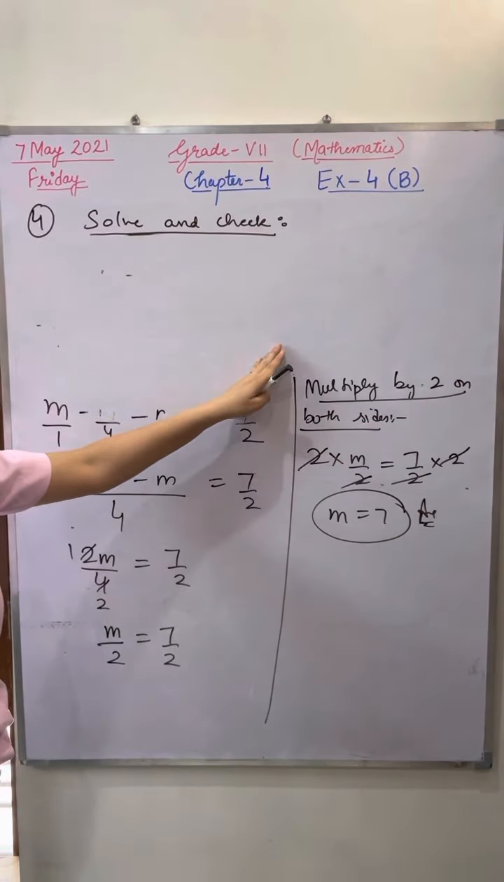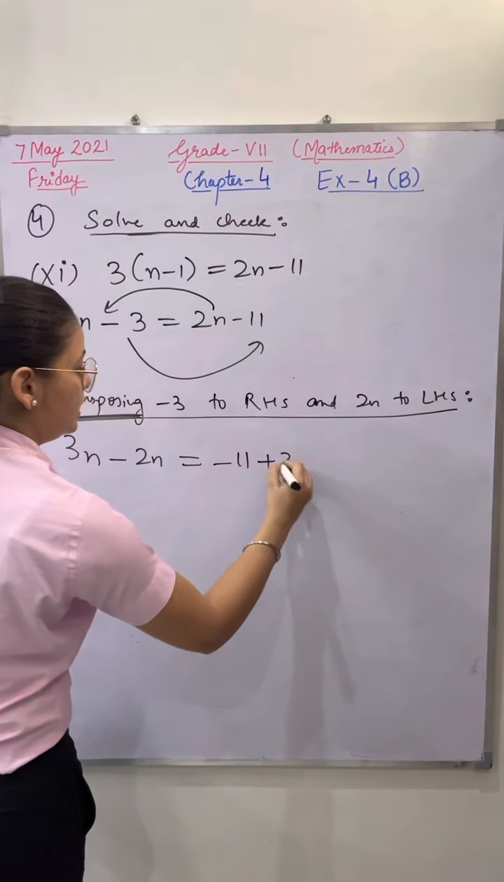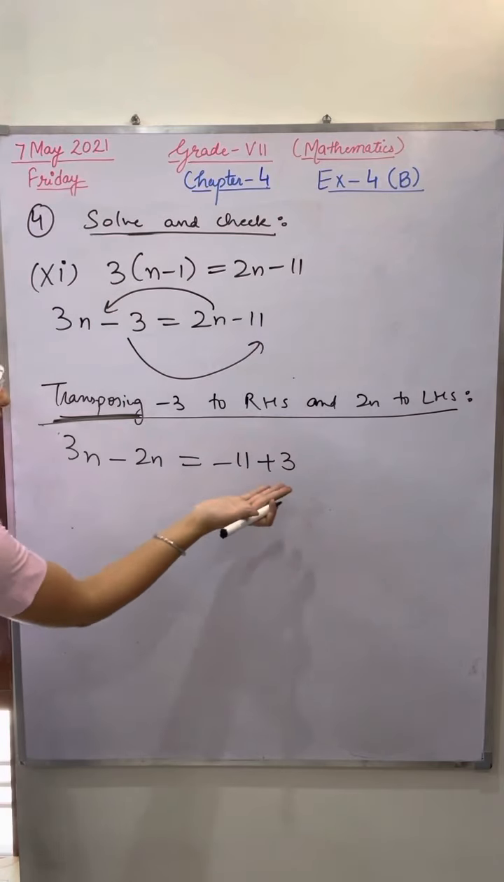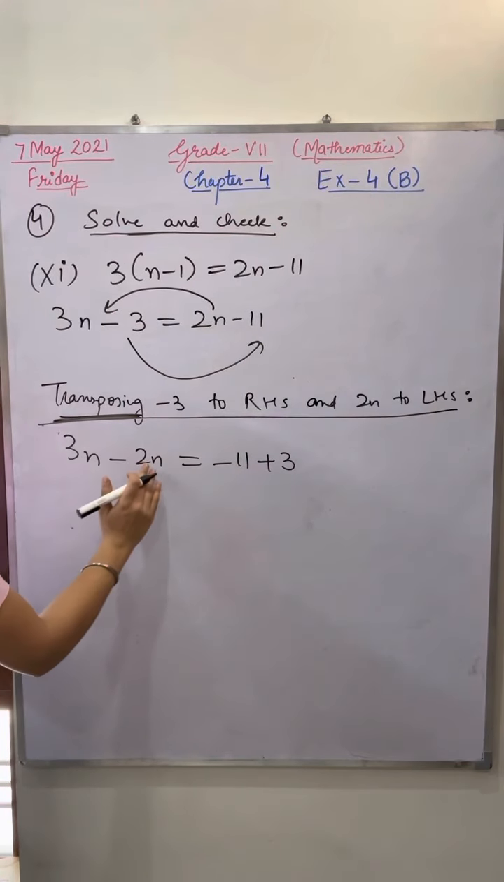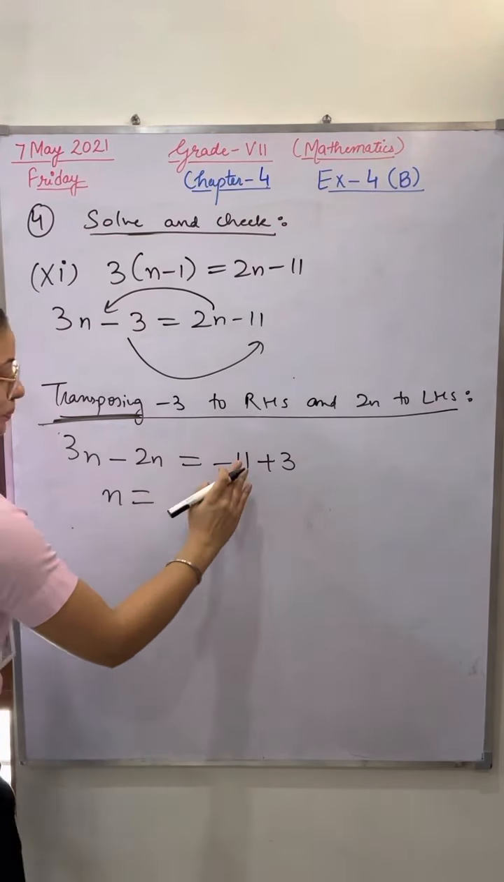So I am going to shift the variables to the left hand side and constants to the right hand side. 3n, minus 2n will come this side, is equals to minus 11 is here, and minus 3 will go that side, it will become plus 3. Any doubt? It is very, very simple. Variables are here only now, constants are here only. 3n minus 2n, that is n, is equals to minus 11 plus 3. Minus 11 plus 3, how much?